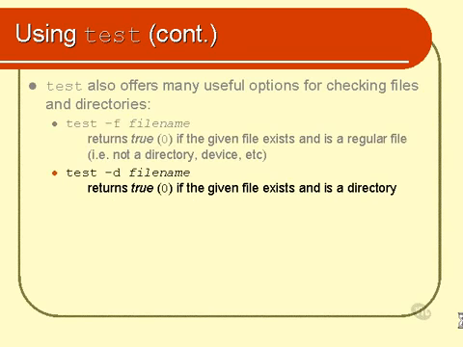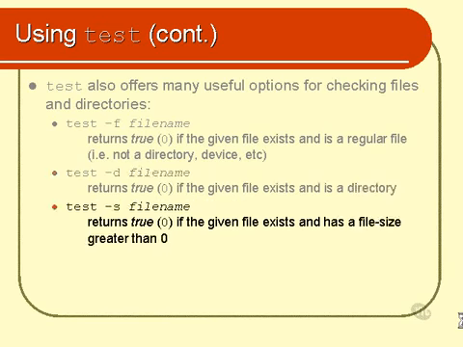And we've also got test minus D, which is exactly the same, but it will actually return true if the file exists and is a directory. If it's just a regular file, then it will return false. We've got a couple of other options. We've got test minus S, which will return true if the file exists and has a file size greater than 0. Now, it doesn't actually test to see whether it's a regular file or a directory or anything like that. It just tests its size. Directories too can have a size, so bear that in mind.